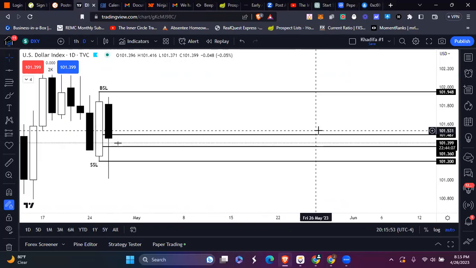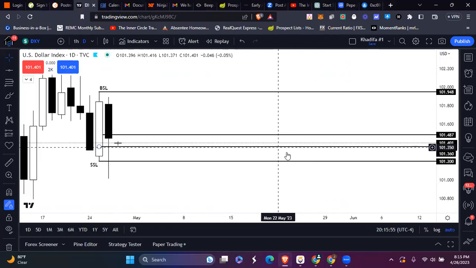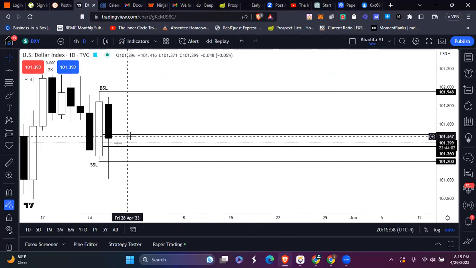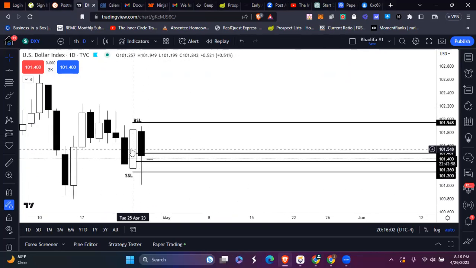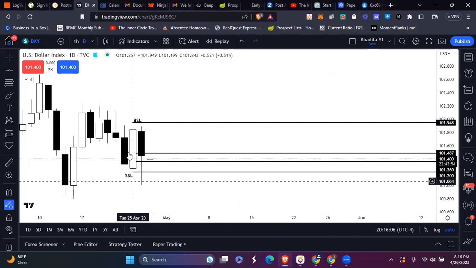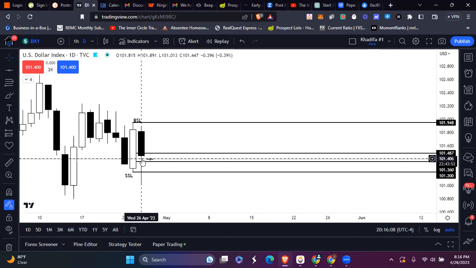Cool beans, everybody. All right, so for the midweek technicals, we're looking at the dollar. Looking at Tuesday's daily range, we had a bullish daily range Tuesday. So today we were expecting price to pull back down into our discount array.